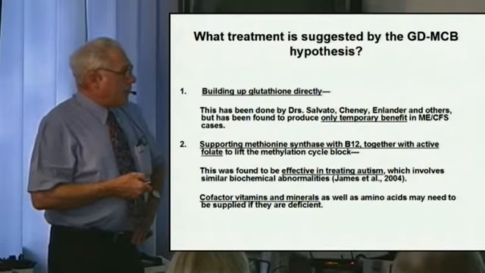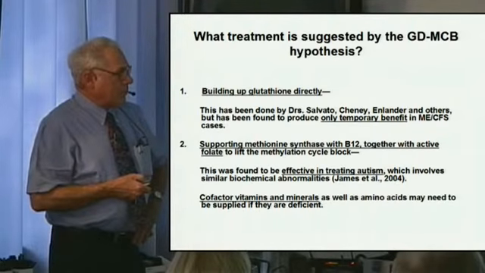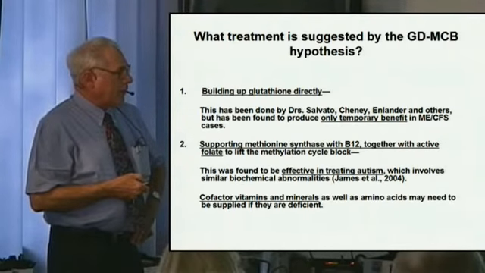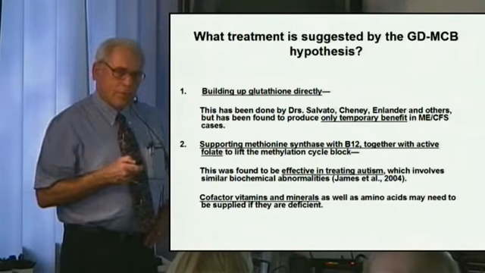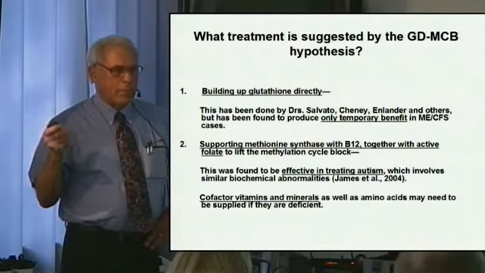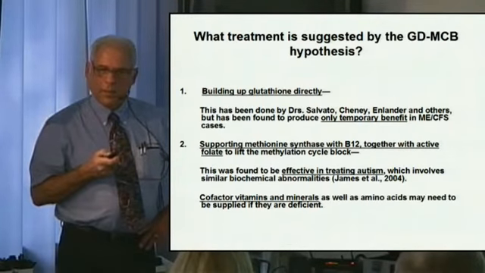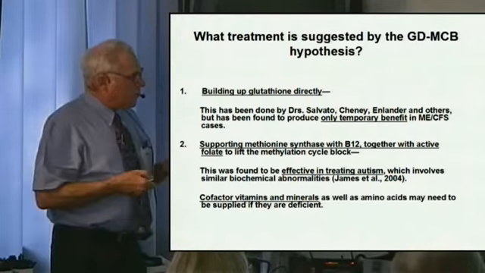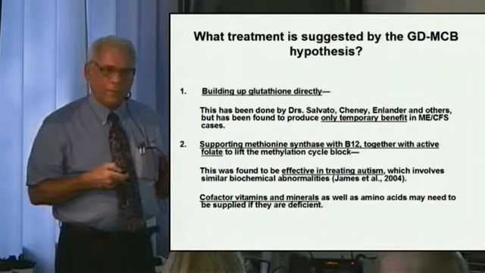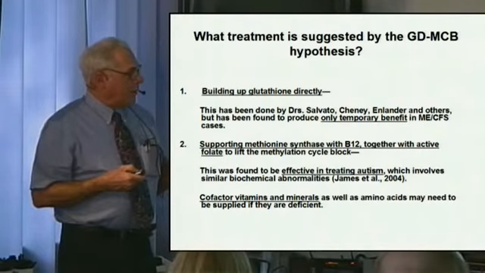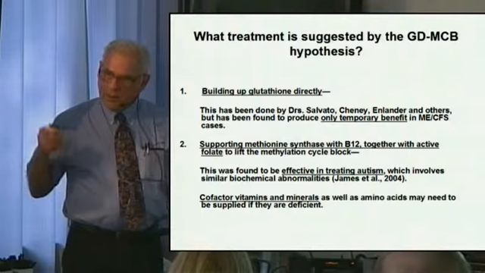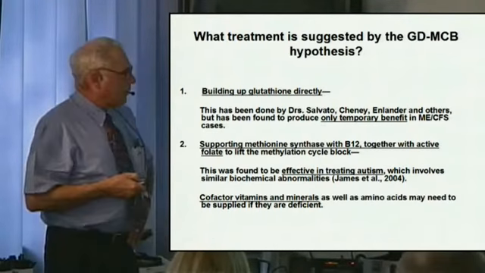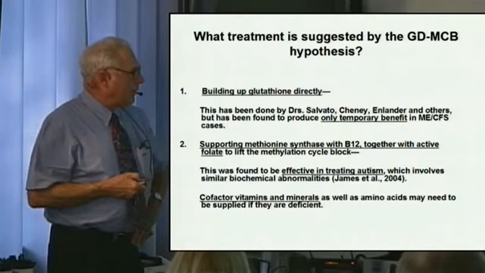So anyway, this treatment then would be to support methionine synthase with B12 together with active folate in order to lift the methylation cycle block. Now, that combination is the key to the treatment. For many years, people have used high-dose B12, and it helps the people some, but it's not permanent. But if you combine that with active folate, and I'll show you which ones I'm talking about, that combination lifts this block, raises glutathione, and you see some permanent benefit. So that's the key. And it took us a long time to figure that out.